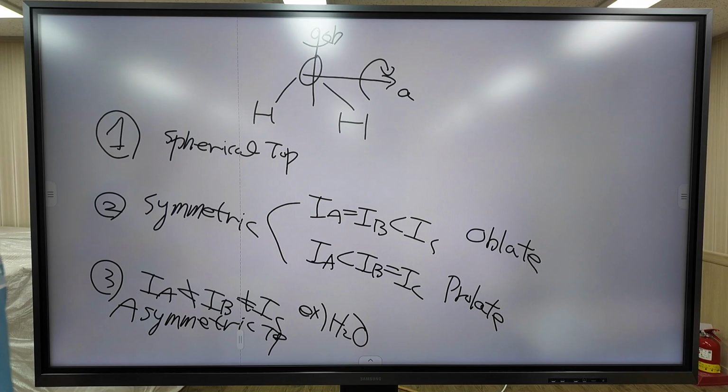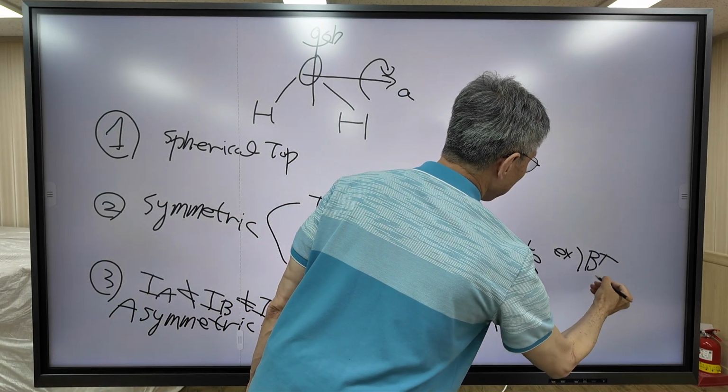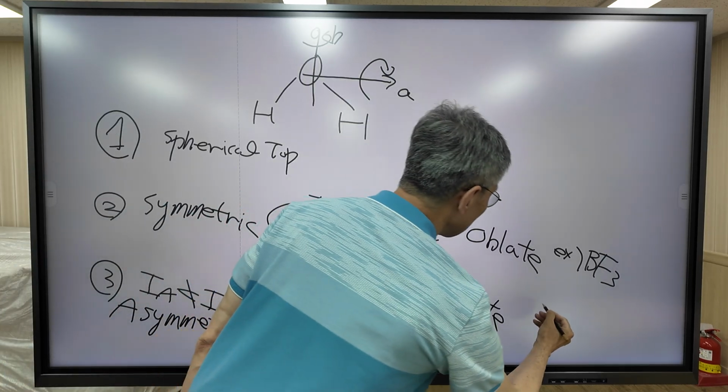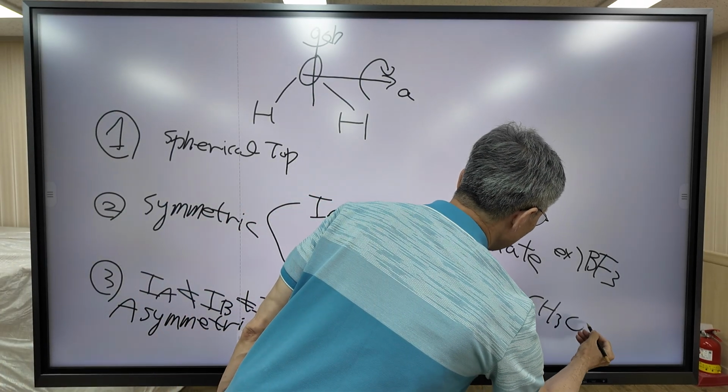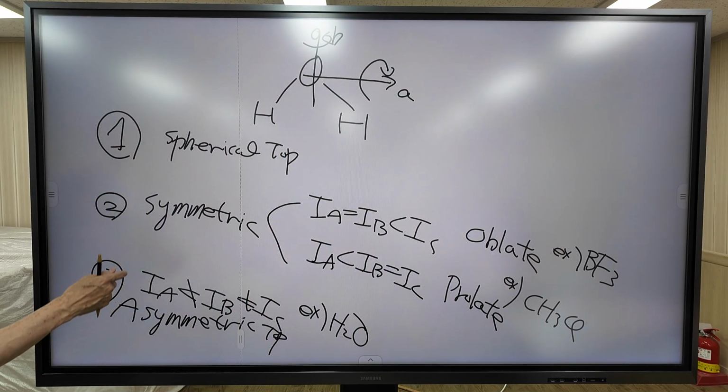Typical example of prolate is BF3. Typical example of prolate is CH3... So all the molecules belong to 4 categories.